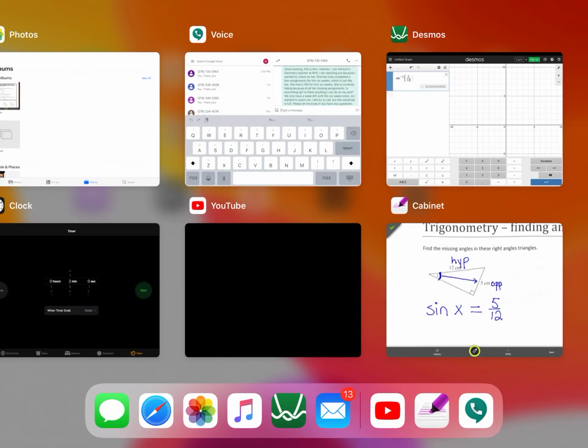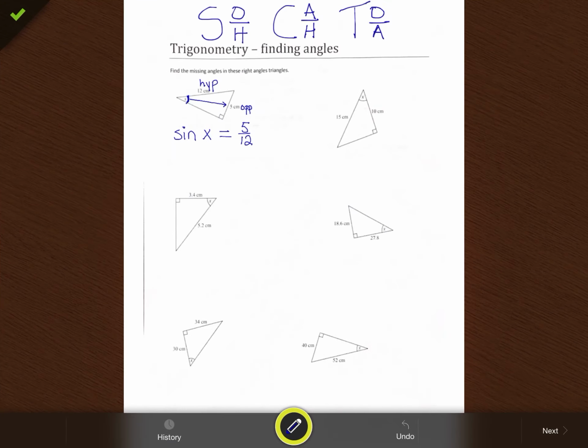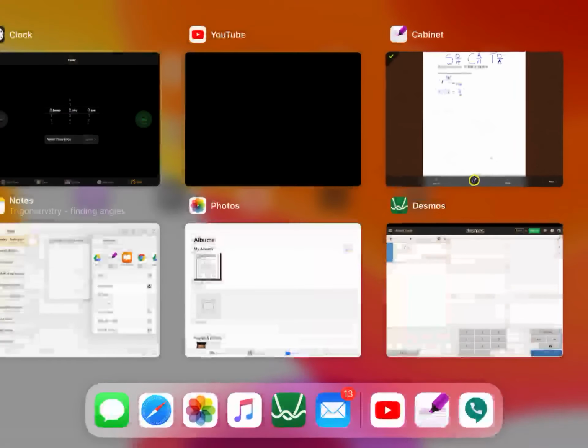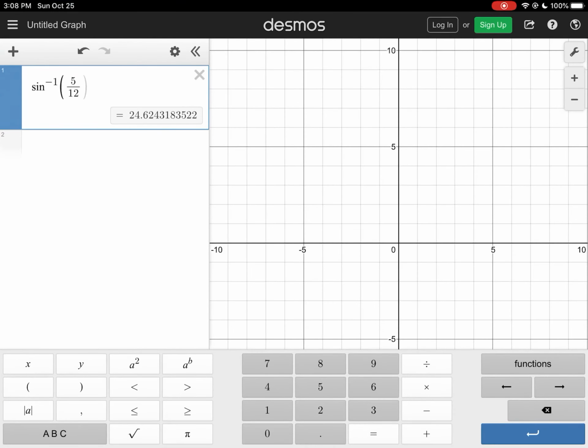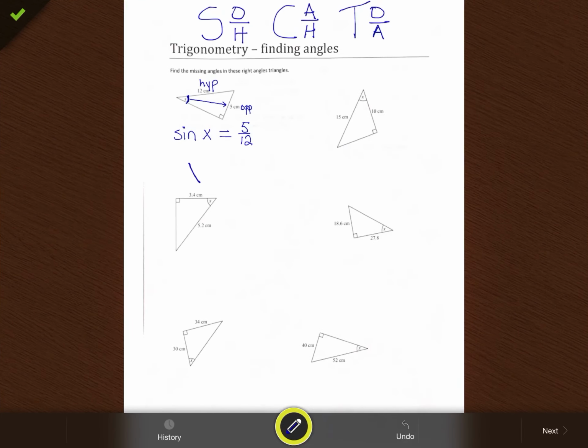Now, I don't know if they said specifically what to round to, so let's go back. Nope, so let's round to the nearest tenth. They didn't ask us. Sometimes they'll ask you to round to the nearest whole number. It just depends. So we got 24.62. So that's going to stay 24.6. So my angle turns out to be 24.6 degrees.